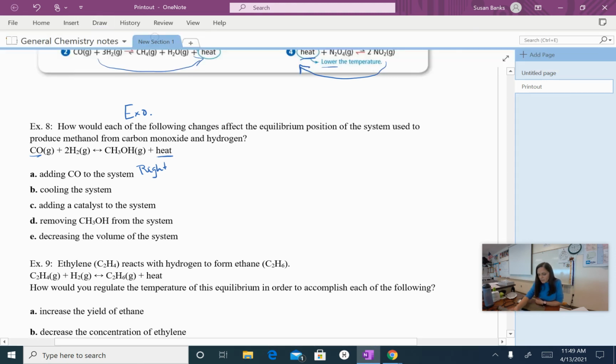You ready to check? All right, what if I cool the system? It's the same as removing this heat. That's going to make the product side really light. So I need to shift to the product side, shift right to make more heat.